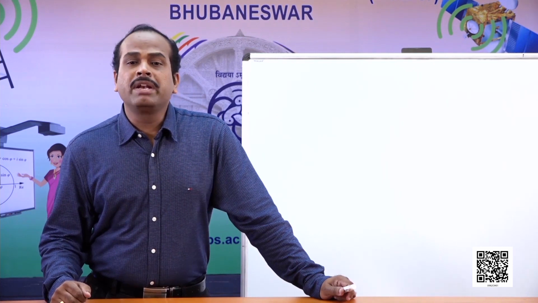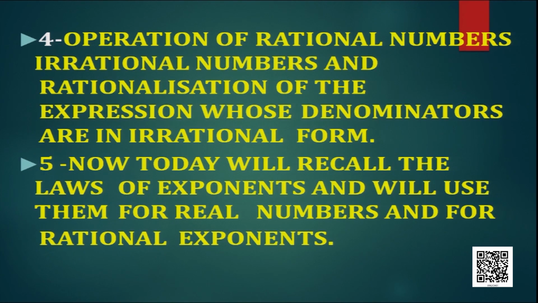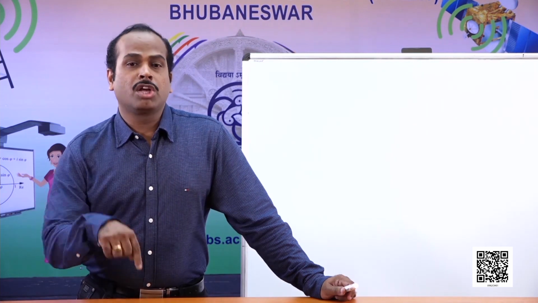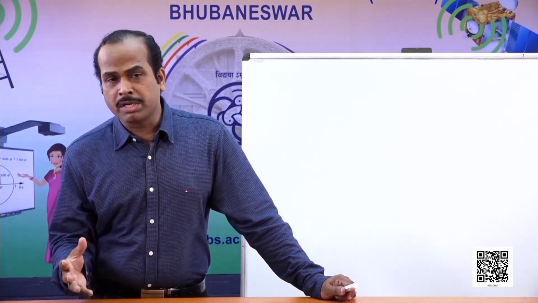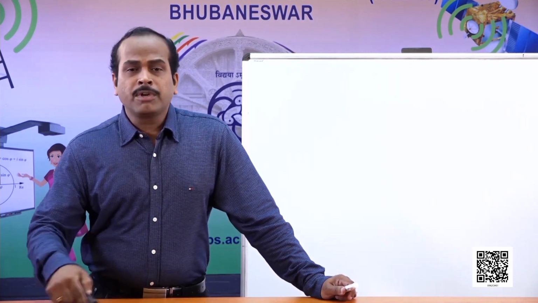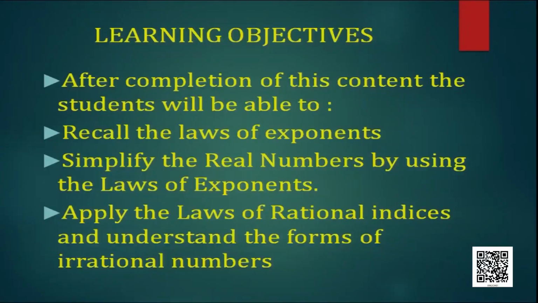Now today, we will recall the laws of exponents and will use the term laws of rational indices for these laws of exponents. So how the laws will change from laws of exponents to laws of rational indices, and how they will be used in real numbers, today we will learn it. After completion of this session, we expect that you will be able to recall these laws of exponents, simplify real numbers by using the laws of exponents, and apply these laws of exponents for rational indices also.